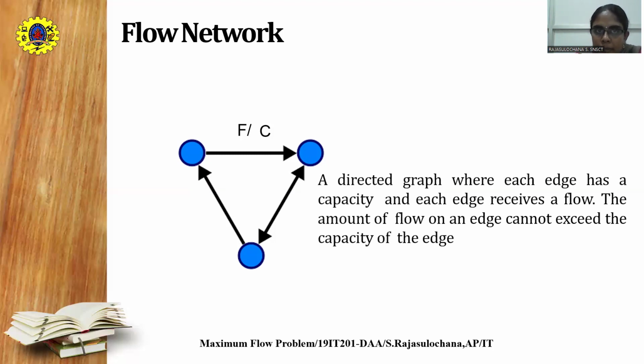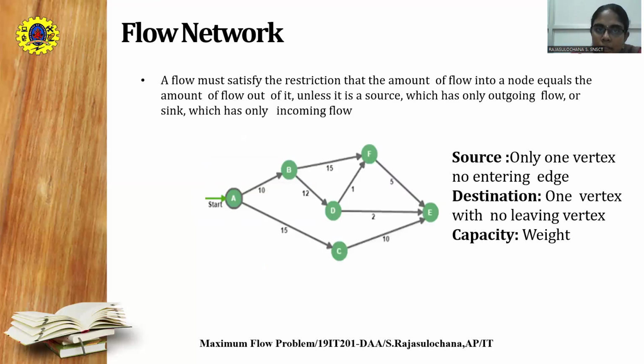A directed flow network is a directed graph where each edge has a capacity and each edge will receive a flow. The amount of flow on an edge should not exceed the capacity of the edge. So this is not possible. You remember the pipe example: the amount of water flowing through the pipe should not exceed the capacity of the pipe. The same thing applies here. The flow on the edge should not exceed the capacity of the edge. So these are some of the constraints.